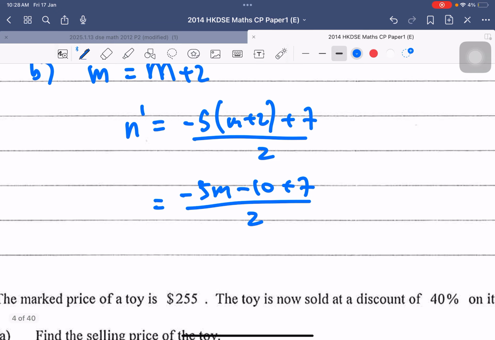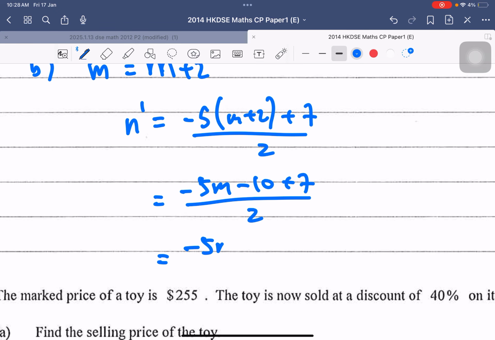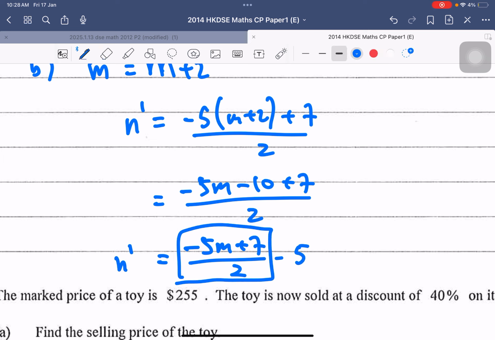So now we have this is equal to negative 5m plus 7 divided by 2, minus 10 divided by 2. What is 10 divided by 2? 5. So minus 5. But what is this? The original n. So we have the new n is equal to the original n minus 5, isn't it? Okay?